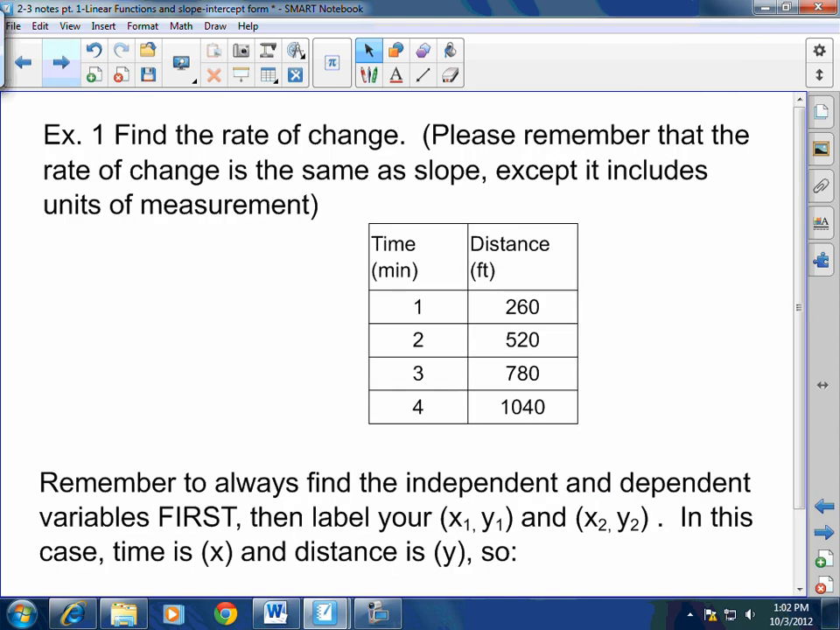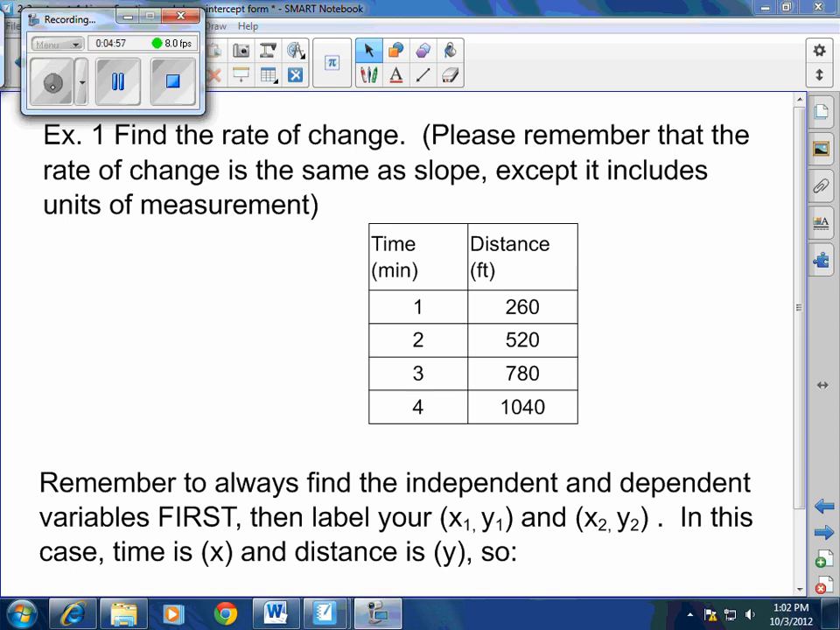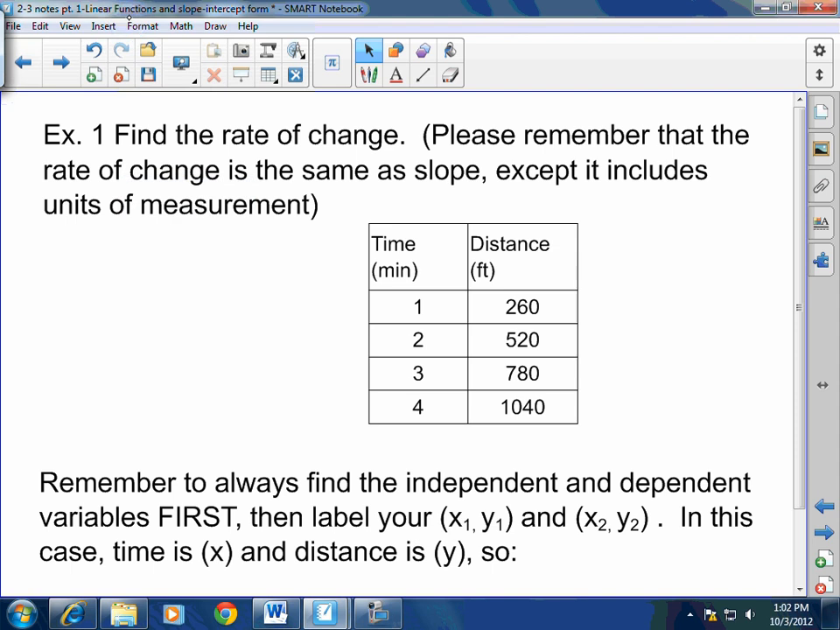Now, let's find the rate of change. Please remember that rate of change. Okay, sorry about that. Okay, example 1, find the rate of change. Please remember that the rate of change is same as slope, except it includes units of measurement. So, remember to always find the independent and dependent variables first. Then label your x1, y1 and x2, y2.